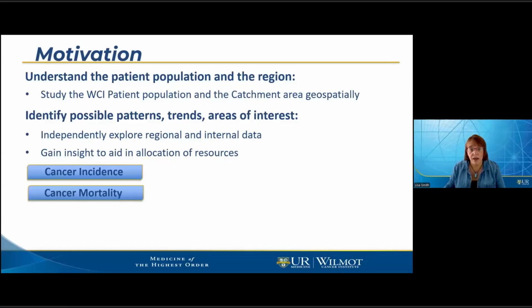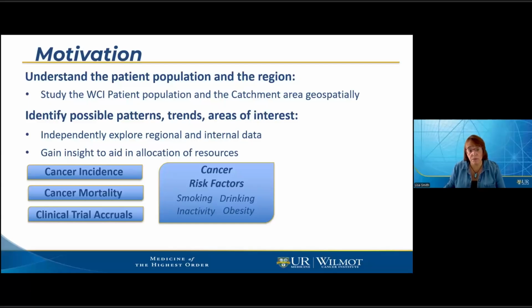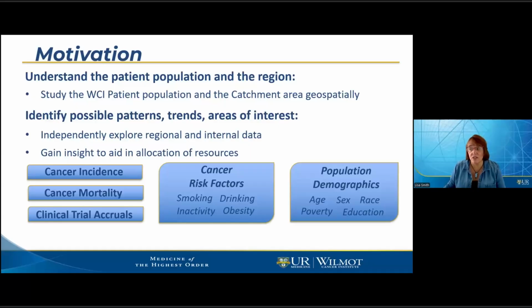For example, how do the regional cancer incidence and mortality rates relate to the diagnoses we see at Wilmot for the same region? Can we identify patterns or clusters that indicate the need for a new clinic or a new clinical trial? Are there regions of the catchment more prone to cancer risk behaviors, or areas that need more services in general due to other factors? And are these relationships, if they exist, changing over time?